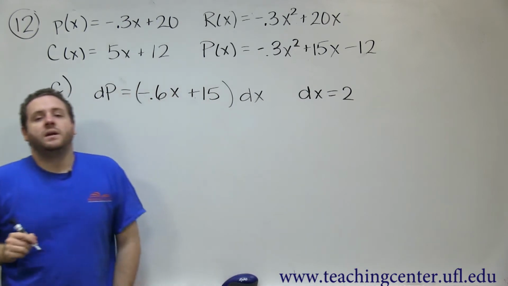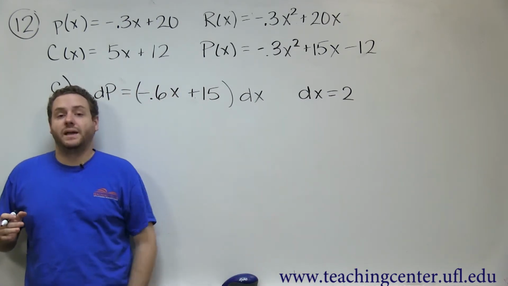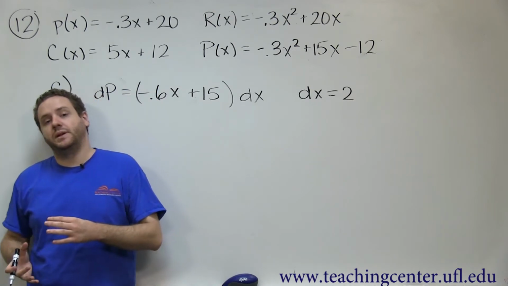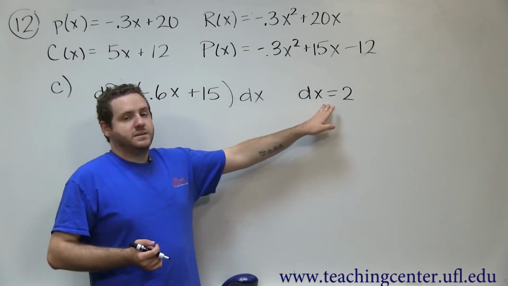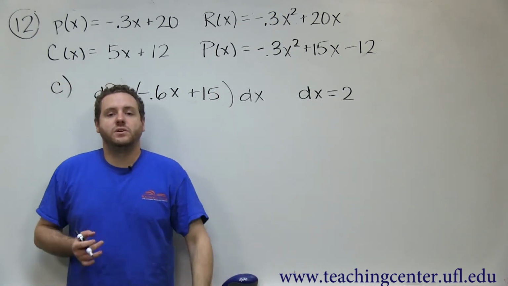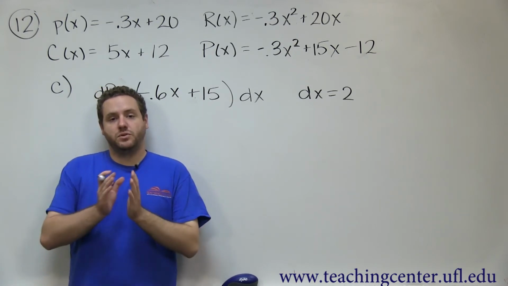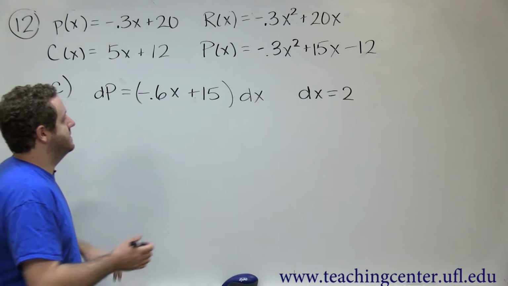Keep in mind, if your units were going down, you would have to consider your dx to be negative. So if we were going from 32 to 30, we would say dx is negative 2. So in this case, dx is positive 2. The x that you plug into the function is always your starting value, because that's what you're using to estimate for the future. So our x is going to be 30.